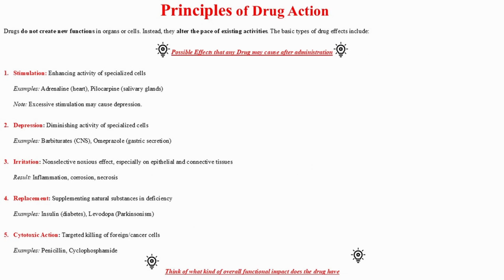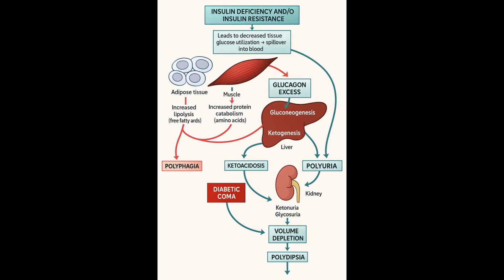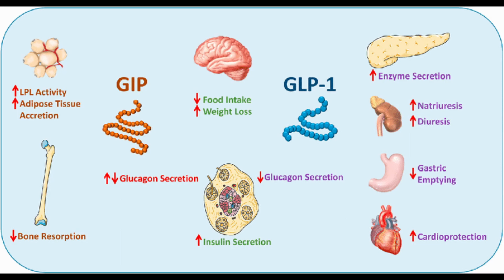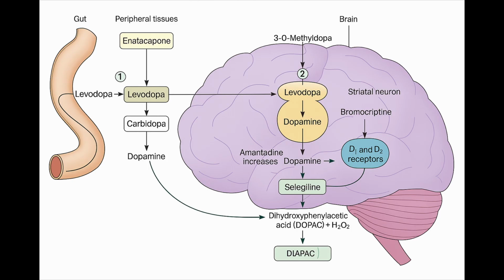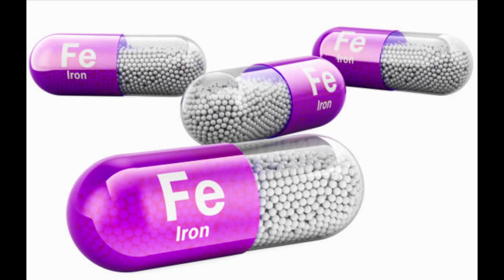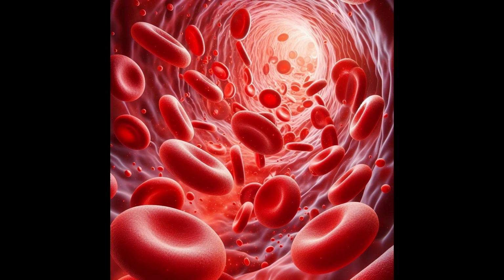Coming to the next type of drug action, that is replacement. The drug replaces something that the body is lacking. Example, insulin for diabetes mellitus. When the body doesn't provide enough insulin, you take an external source of insulin. The next example is levodopa for Parkinson disease to replace the dopamine. And also we take iron supplements to treat anemia. So these are especially helpful in deficiency conditions.